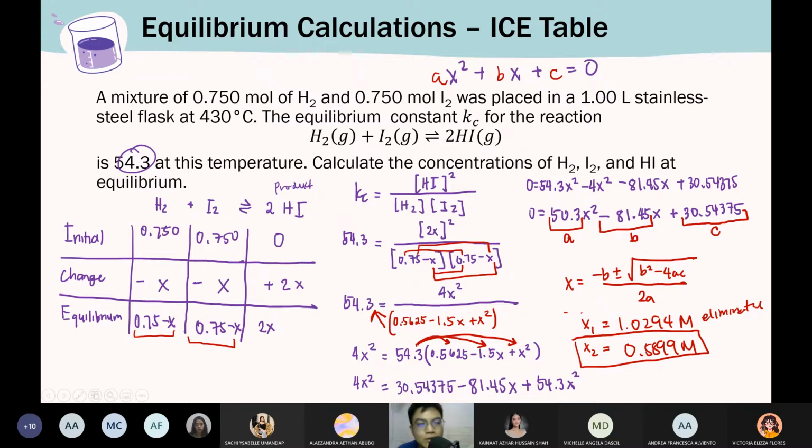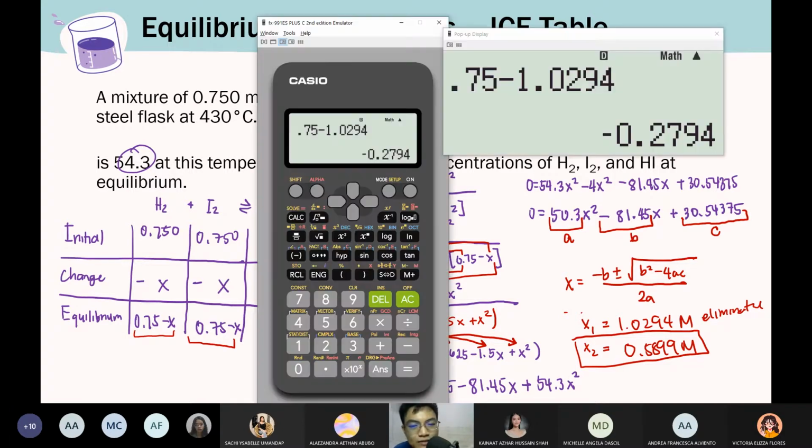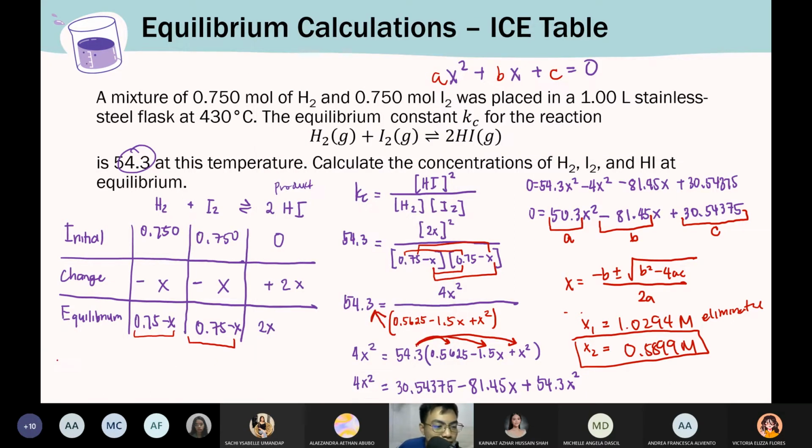Okay? So hindi porket may dalawang positive ka, parehas matatanggapin. Only one of them will be correct. Okay? So I will choose 0.5899 kasi if I subtract it sa 0.75, positive yung kanyang concentration, which is good. Okay? So meaning, at equilibrium, hindi pa yan yung final answer. Ito yung final answer.